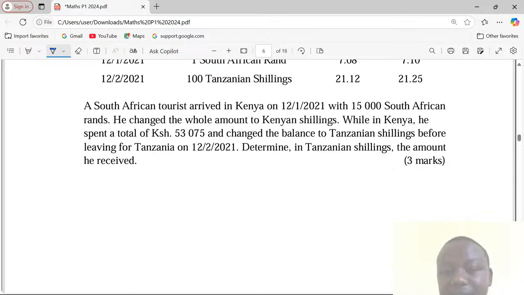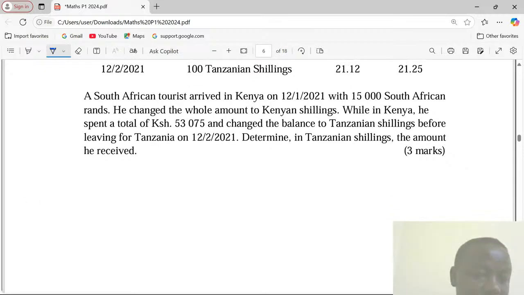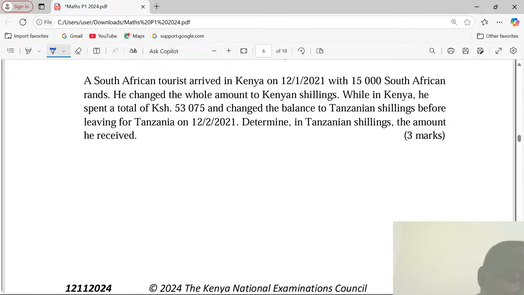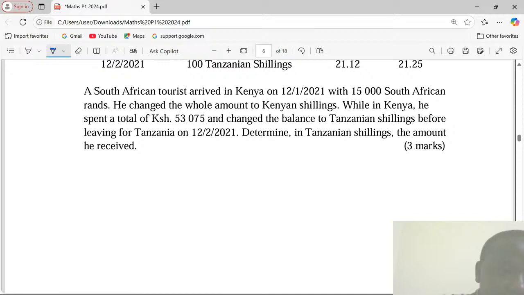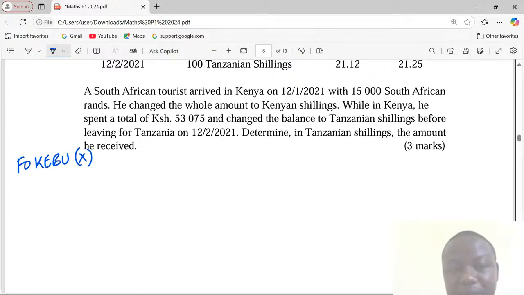Determine in Tanzanian shillings the amount he received. Let's begin answering this question from the first part, whereby the tourist is coming from South Africa carrying South African rand. That is foreign currency. The acronym holds that foreign currency to Kenyan currency, we use the buying column, and this is by multiplication. For foreign to Kenyan, we use the buying column.